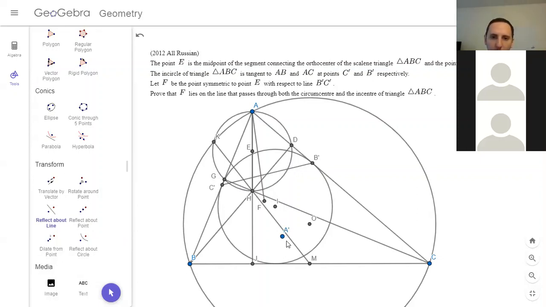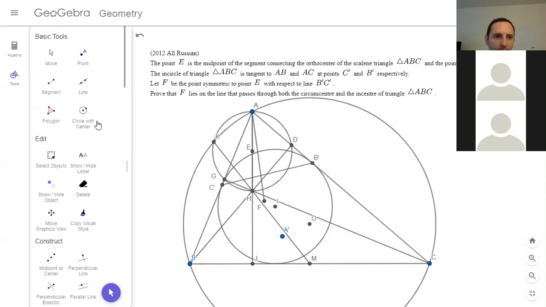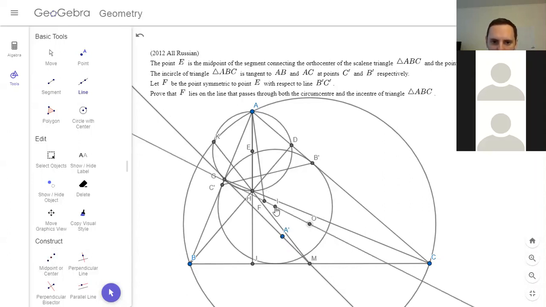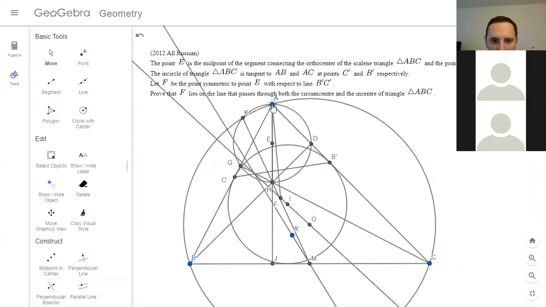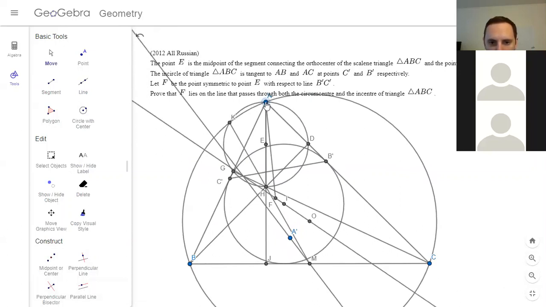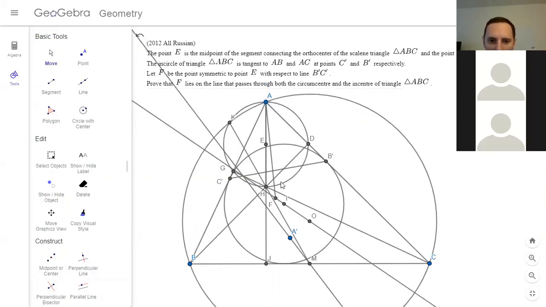So if A prime is a reflection of A over B prime C prime, then A prime M, B prime C, and OI are collinear. And do you know if they're collinear on the circle? That would be interesting. I don't think so. Yeah, concurrent. So yeah, they don't concur on the circle, but they do concur. So one's a reflection of A over B prime C prime, the other's a reflection of E over. Proof is not easy.